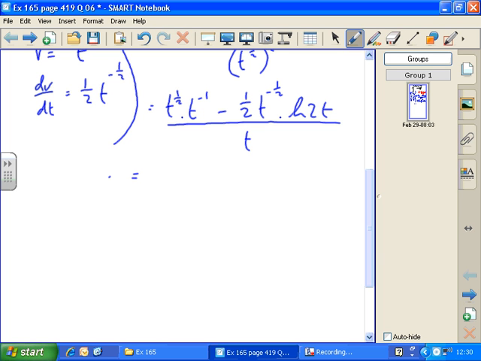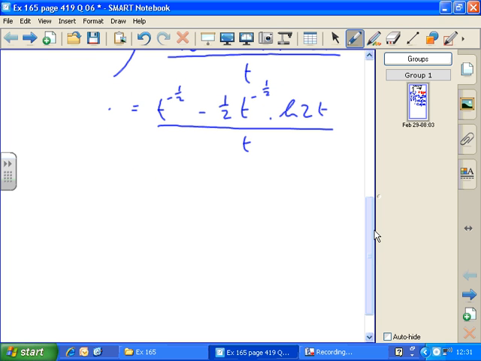Tidying up, the first term on the top here, we've got the same base, and a half minus 1 is minus a half, so we get t to the minus a half minus a half t to the minus a half times log 2t, all over t. I can factorize this because t to the minus a half is common to both of those, so try factorizing. We should get t to the minus a half into 1 minus a half log 2t, over t.